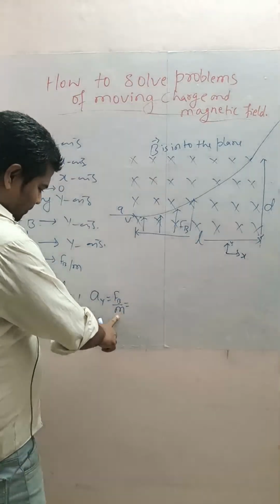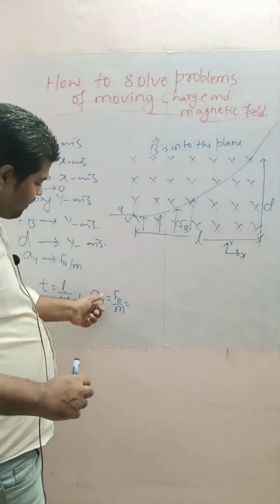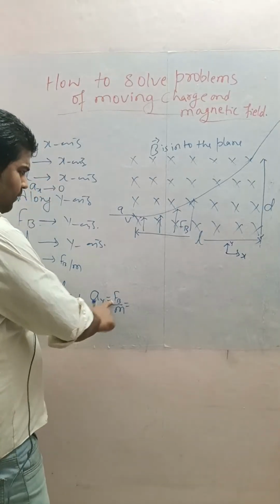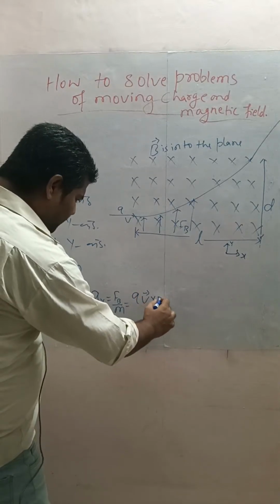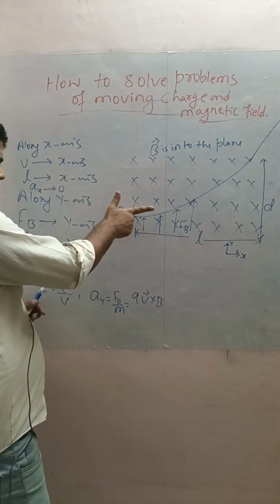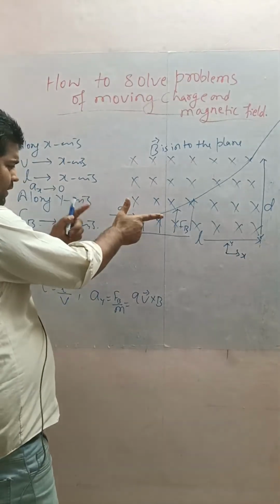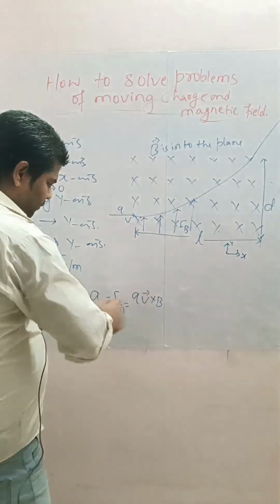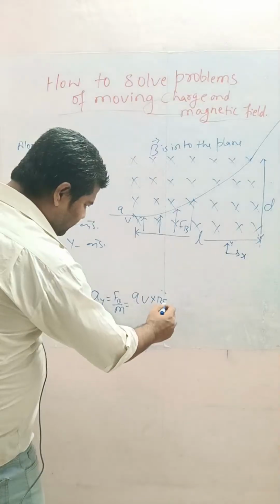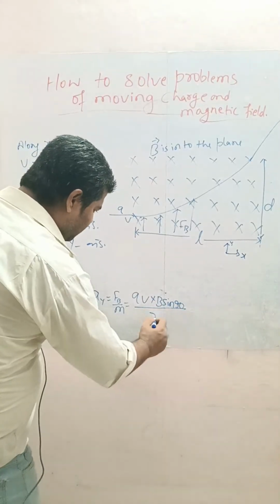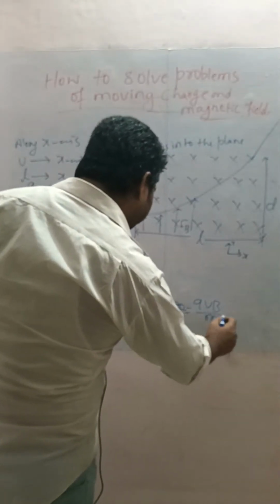AY equals FB by M. Understood? And what is the magnetic force it's feeling here? It is feeling a force QV cross B. And as it's entering, see, the magnetic field is into this, the charge is along this. So the angle is 90 degrees. Sine 90 is 1. So our acceleration will be QVB by M. Clear?